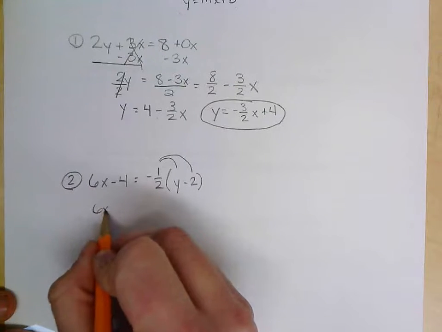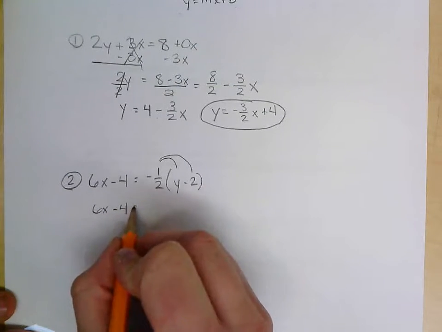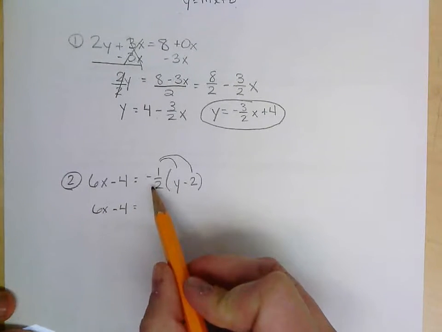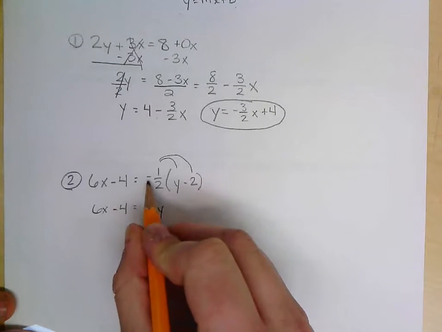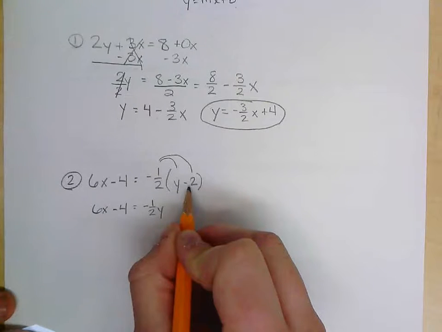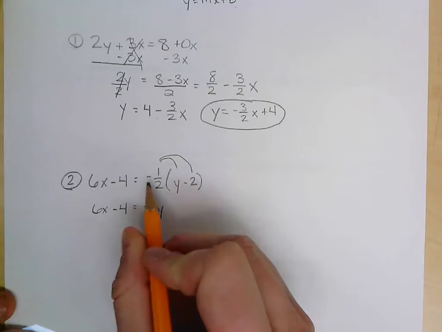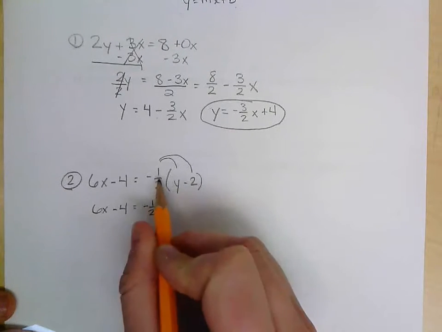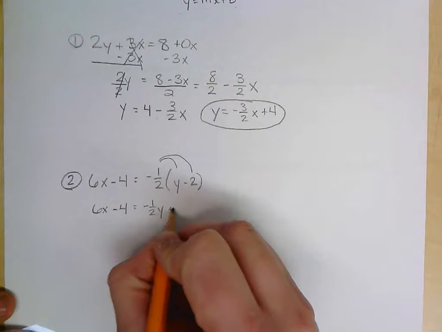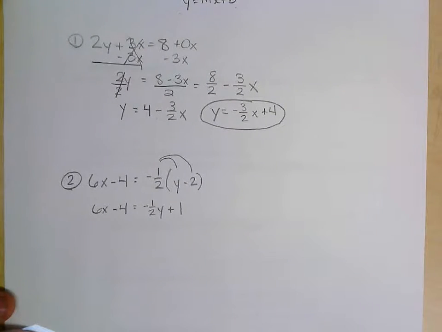So on the left side, I'm just going to copy everything down because we're not doing anything on that side yet. Then we're going to take negative 1/2 times y, which would be negative 1/2 y. And also negative 1/2 times this negative 2. When we do that, our negatives are going to cancel out when we multiply. So we're just looking at 1/2 times 2. That would be 2 over 2, which would be 1. And so we have plus 1.